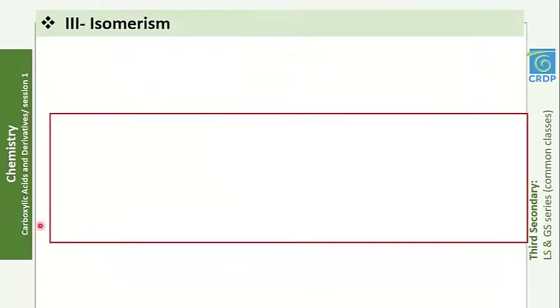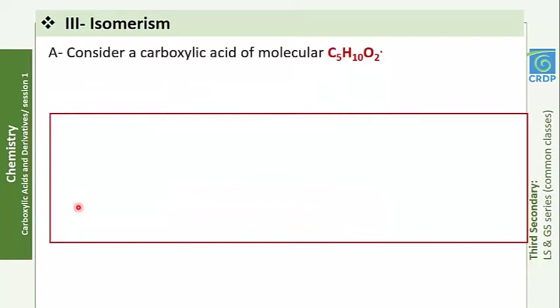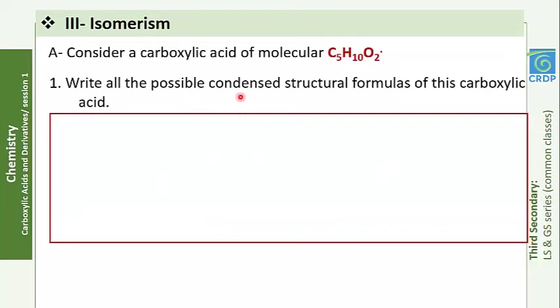Now, title number 3, isomerism. Consider a carboxylic acid of molecular formula C5H10O2. Write all the possible condensed structural formulas of this carboxylic acid. So you have to draw all the possible isomers of this carboxylic acid.